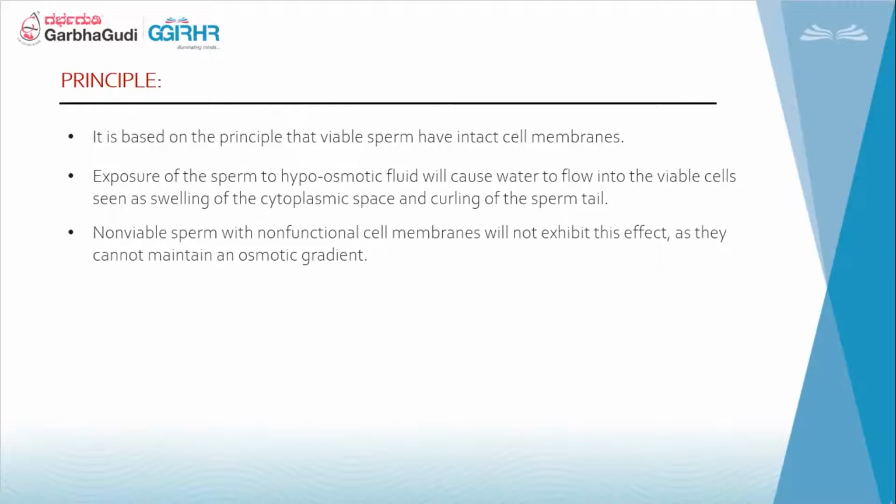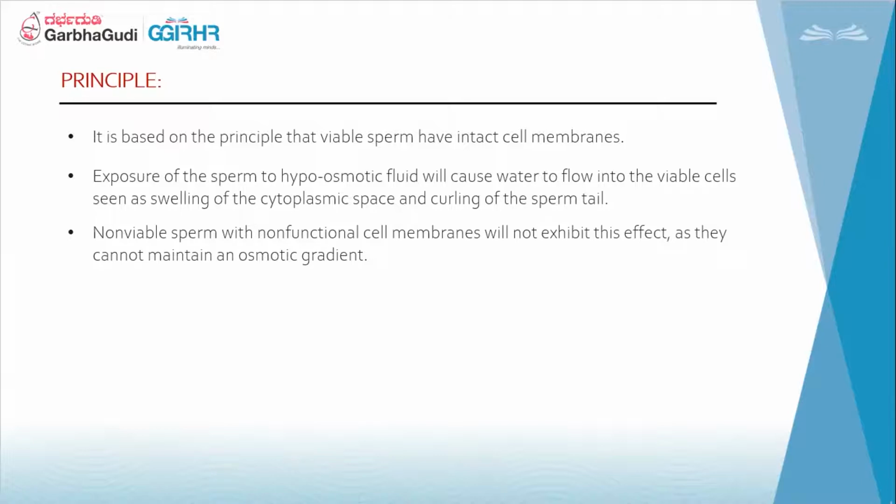So we know that sperms have cell membranes, correct? When we have to see that a particular sperm has an intact cell membrane, for that only we are doing this test. If the cell membrane is intact, then when we expose it to hypoosmotic fluid, water will flow into the viable cells, and we can observe swelling in the cytoplasmic space, thus resulting in the curling of the sperm tail.